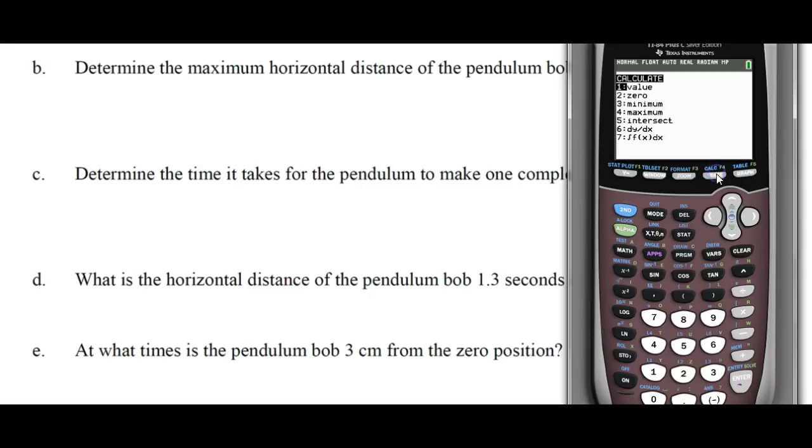Okay, so second calc, maximum, number 4. It doesn't matter where you go. I mean, you need a left value, and you need a right value, and you need a guess. Okay, so the maximum of 5.60, what units is this in, centimeters? Does it say anywhere? Yeah, okay, so the maximum value is 5.60 centimeters.